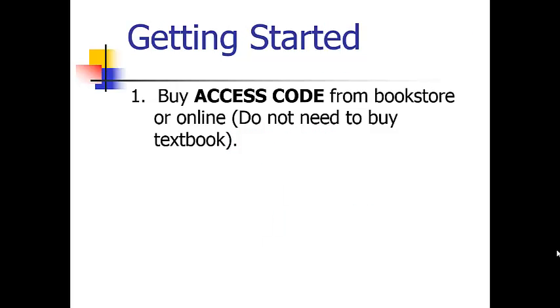One thing you're going to need to get started is an access code from the bookstore. You can actually purchase it from the bookstore, or you can purchase it online. You do not need to buy the textbook unless you just want to have a textbook in hand. The access code that you get for My Math Lab will have an e-book.